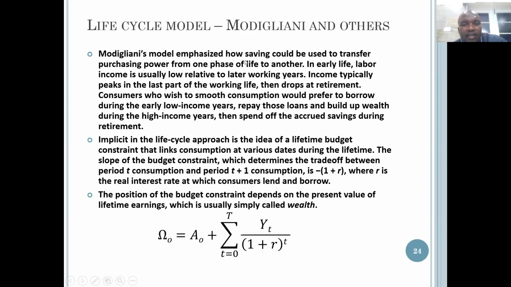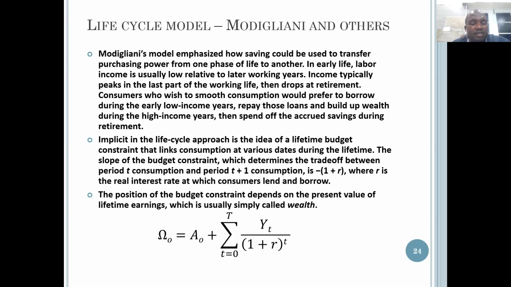So Modigliani's model emphasized how saving could be used to transfer purchasing power from one stage of life to another. In early life, labor income is usually relatively low compared to later working years, when someone has gathered experience, of course. Income typically peaks in the last part of working life and then drops at retirement. Consumers who wish to smooth consumption would prefer to borrow during the early low income years, repay those loans when they start to make a lot of income, and then build wealth when they extinguish those loans during the high income years, and then spend off the accrued savings during retirement.